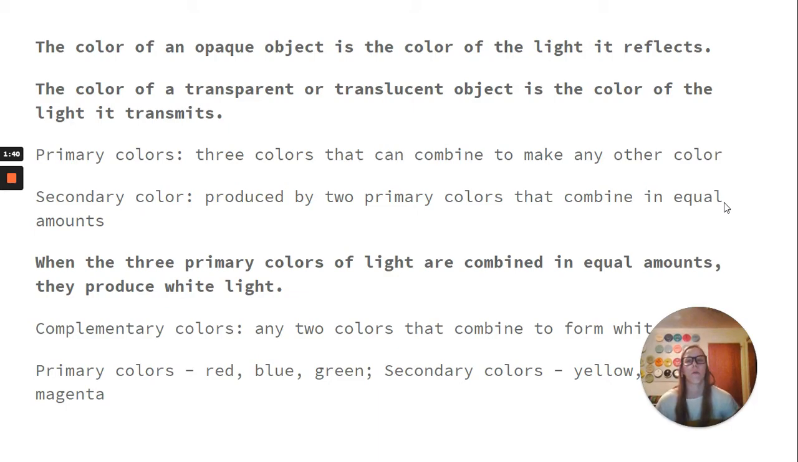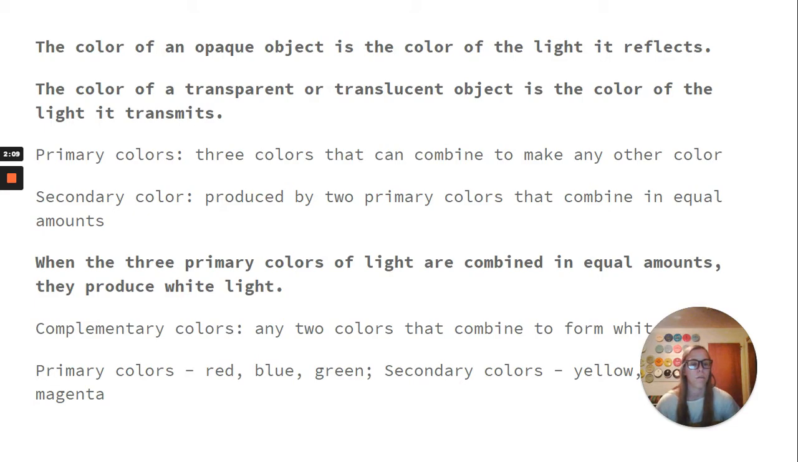So the color of an opaque object is the color of the light it reflects. The color of a transparent or translucent object is the color of the light it transmits. So opaque is reflection, and transparent or translucent is the one that transmits. So the primary colors are 3 colors that can combine to make any color. Secondary colors are produced by 2 primary colors that combine in equal amounts.